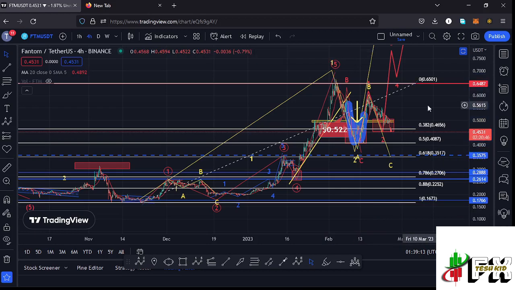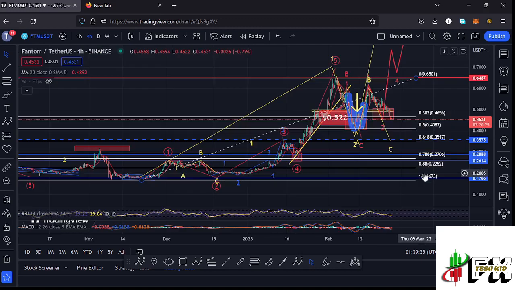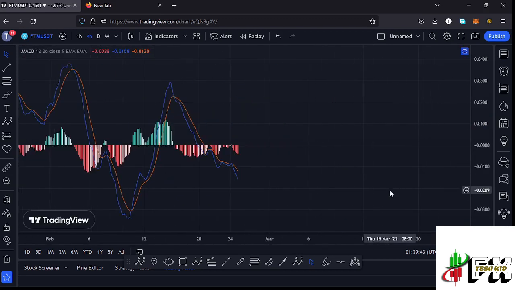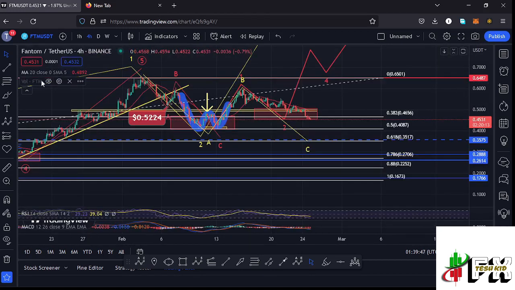And also taking a look at the indicators, here on the RSI we are trading at around the 29 mark, meaning we are just about to get into the oversold region, but that doesn't mean that the RSI cannot support further movements to the lower side. Also taking a look at the MACD, we have been able to print a bearish cross, and we're also seeing a massive increase in the selling momentum here on the MACD.